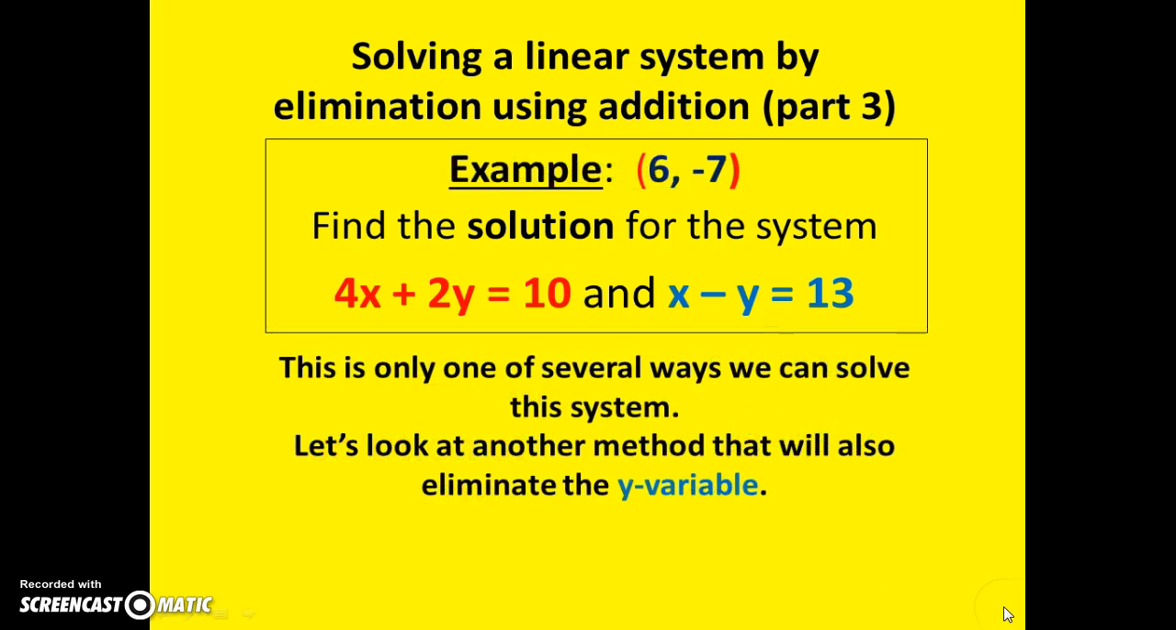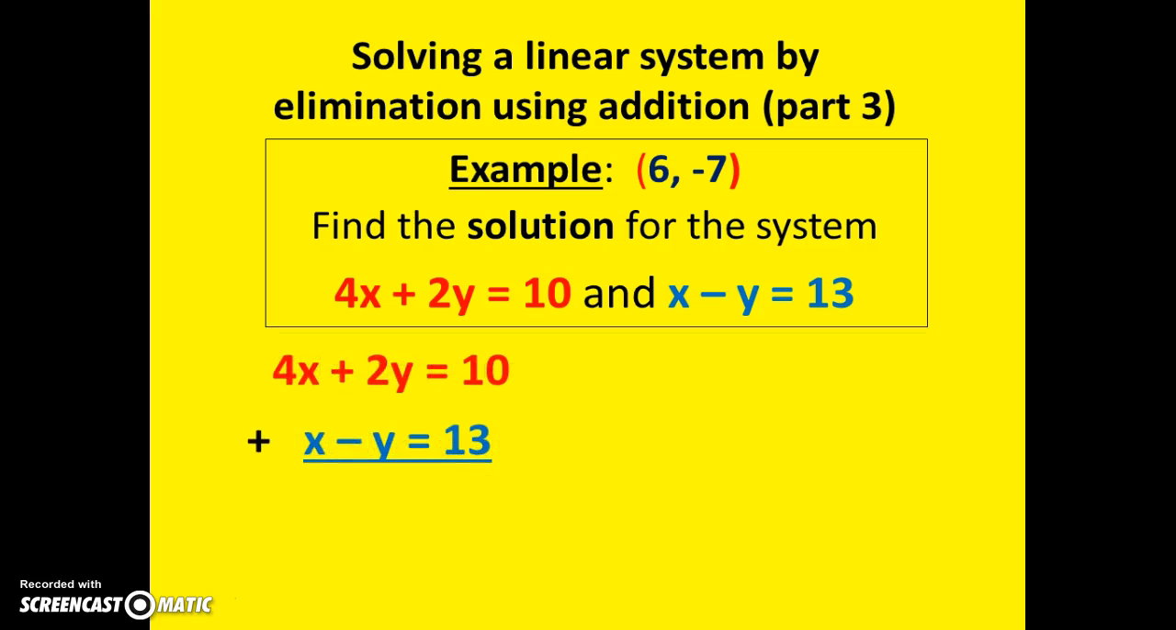Now, this is only one of several ways we can solve this system. Let's look at another way. Trying to eliminate y, just like we just did, we're going to find another way to eliminate the y variable. So let's take a look at this again.